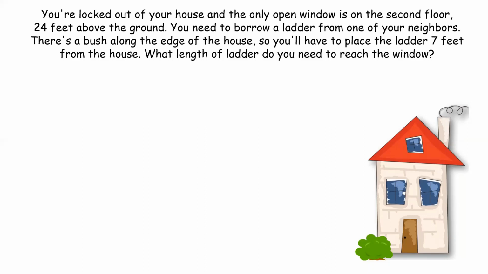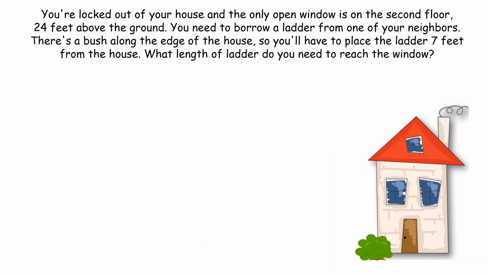You're locked out of your house and the only open window is one on the second floor, 24 feet above the ground. You need to borrow a ladder from one of your neighbors. There is a bush along the edge of the house, so you'll have to place the ladder 7 feet from the house. What length of ladder do you need to reach the window?